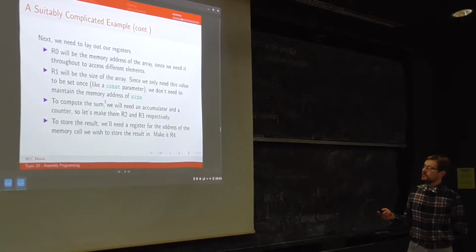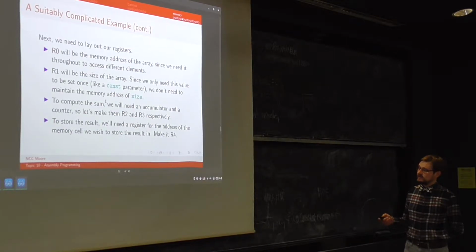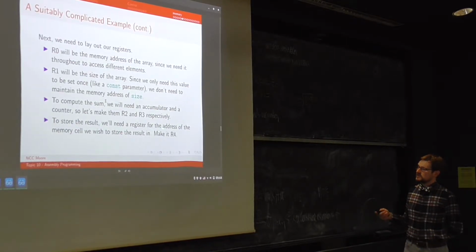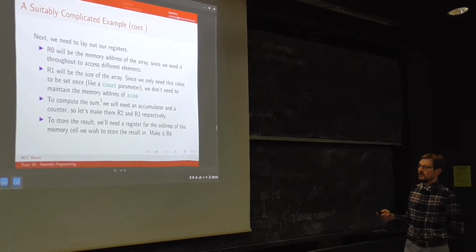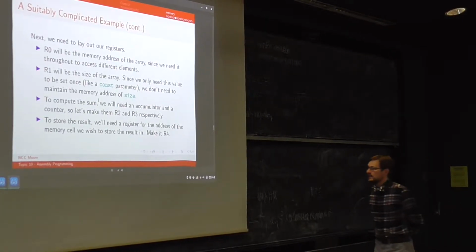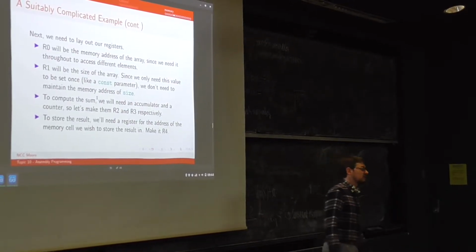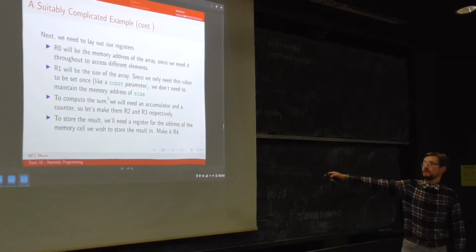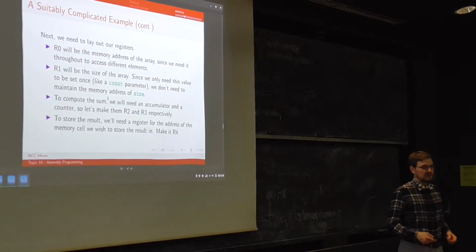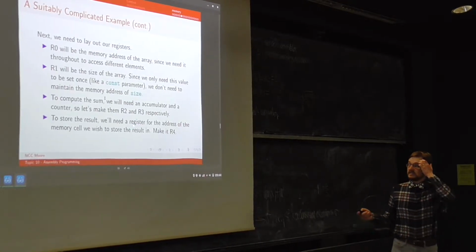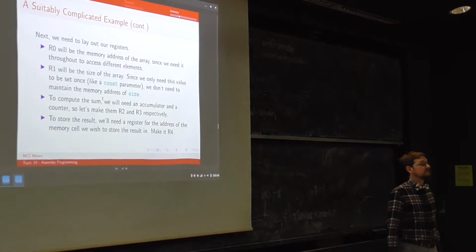To compute the sum, we'll need an accumulator and a counter, so let's make them R2 and R3 respectively. And to store the result, we'll need a register for the address of the memory cell we wish to store the result in, make that R4. Although, by the time we have finished calculating the sum, we could very easily repurpose one of the old registers to perform the output of the result, as long as it isn't R2, because that's the thing we're going to be keeping the sum in.